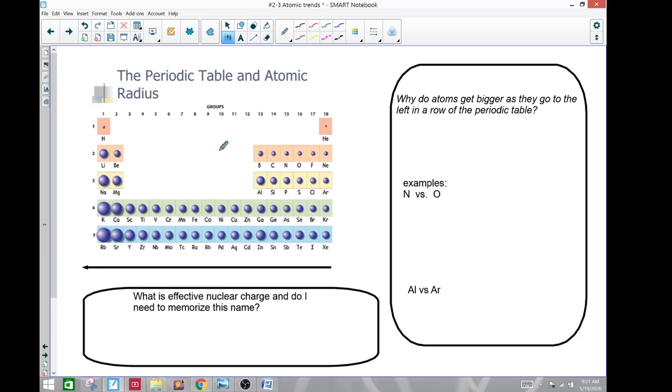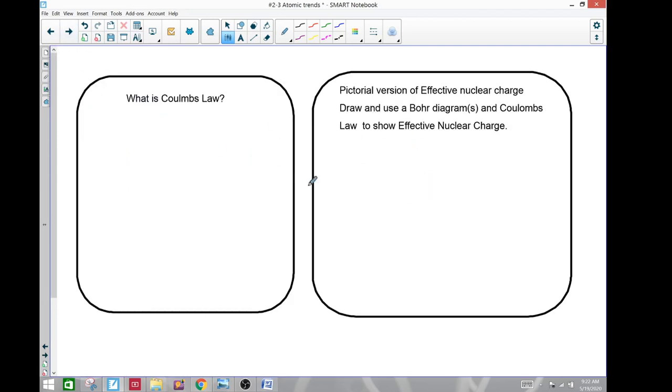All right, so why do atoms get bigger as they move down the column? Let's compare, let's say, nitrogen and oxygen. If we drew out some of these guys, and we will here in a moment, let's skip to the next page. We'll come back to this one. You'll see it in your own workbook there. So let's draw a picture of this once.